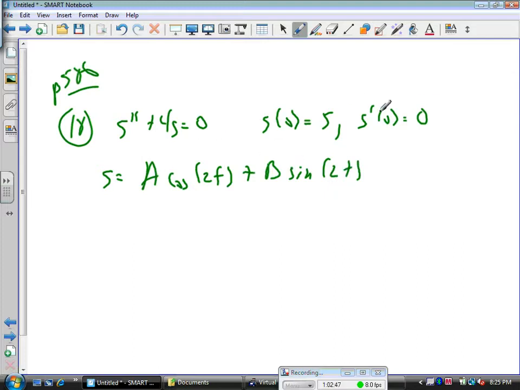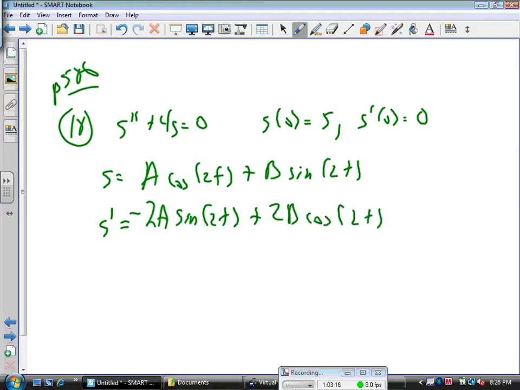One of them's based on s, the other one's based on s prime. Well, so what's s prime? What's the derivative of this mess? The derivative of cosine u is negative sine u du. The 2 goes with the a. The a was there already, right? What's the derivative of this part? Plus 2b cosine 2t. Right, good.